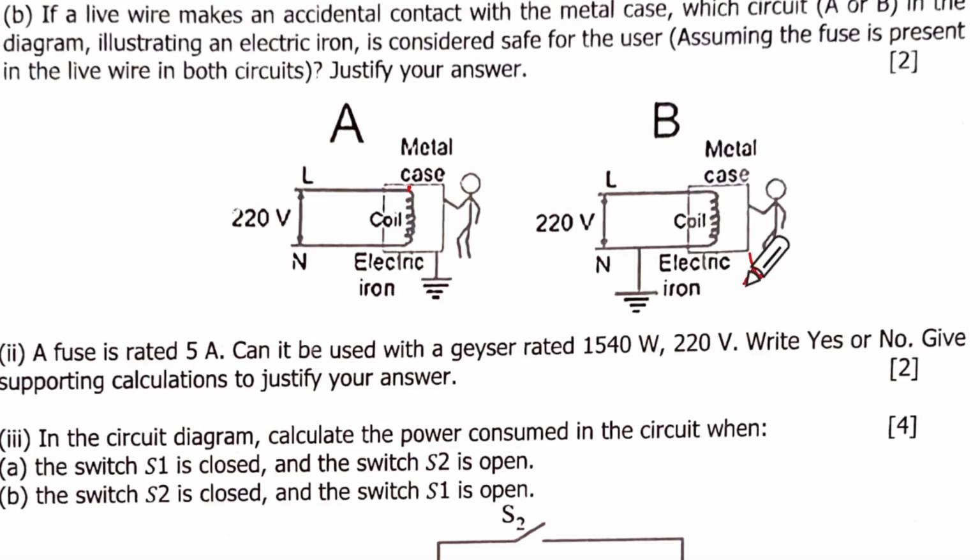So this will be safe? No. Will this be safe? Yes, because the earth connection is connected to the metallic case. So how will we word it? Circuit A is safe. Underline A is safe. Underline the keyword. That you will write in the first. Don't write like a bhashan.